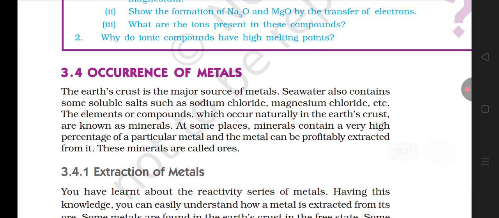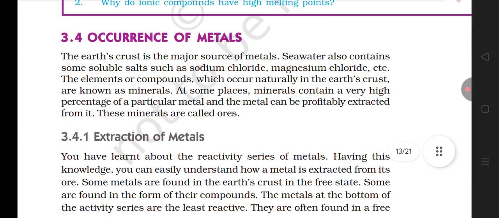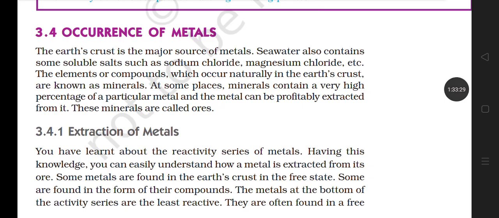Now we have our last topic, that is occurrence of metal, and then we have to do just one small topic. Sorry, rancidity we don't have, isn't it? We have only corrosion, so we will cover corrosion also. Now we'll start our next topic, that is occurrence of metal.